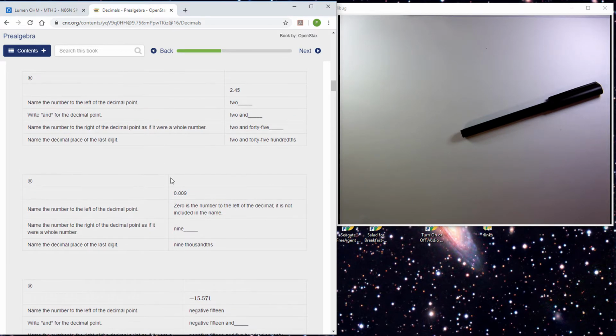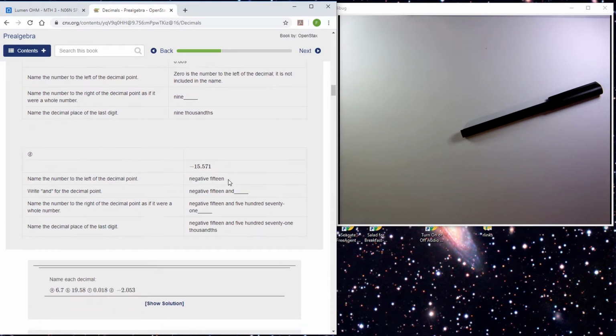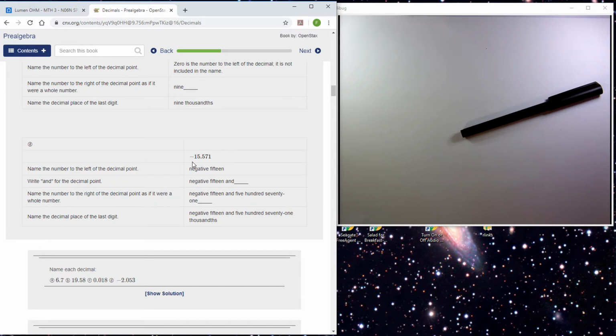The last one here, there is no whole part, so we don't have an "and." We just have the decimal part. So we read it from the furthest place out. We have the tenths, the hundredths, and the thousandths place. So we read it as 9 thousandths.